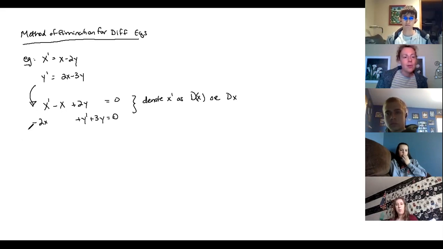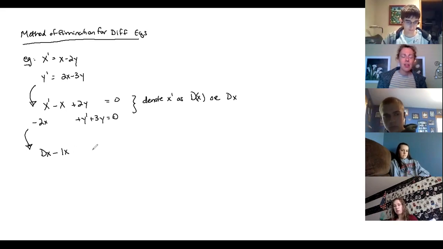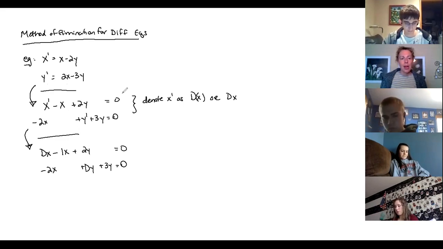All right, so we can rewrite this again. Here's what we've got. Dx minus, I'm going to write this as 1x, you'll see why in just a second, plus 2y equals 0. That's my first equation, right? My second equation is negative 2x plus Dy plus 3y equals 0. So I can write those using capital D's instead of with primes. That looks more complicated, but I promise there's reason for doing it that way.